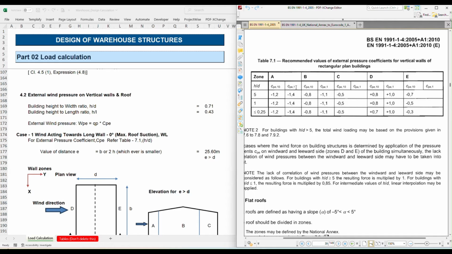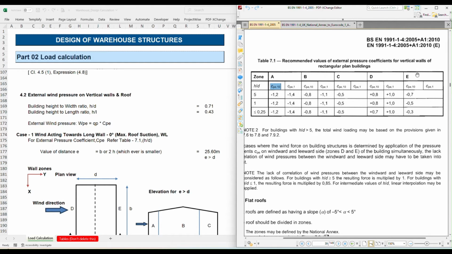CPE1 is nothing but a local wind pressure for local members, like a single member in an overall building. If you are going to apply the wind load on a single member, or any sum of members, having less than 1 meter square of projected wind exposed area, then we need to consider CPE1. In our case we are designing the whole warehouse building, so we need to consider only the CPE10 values.